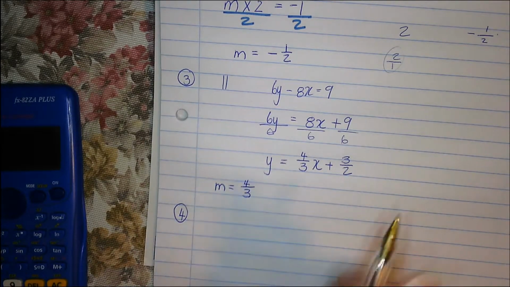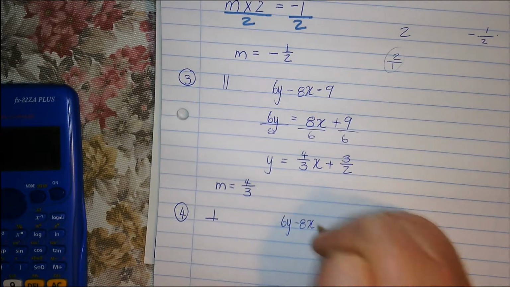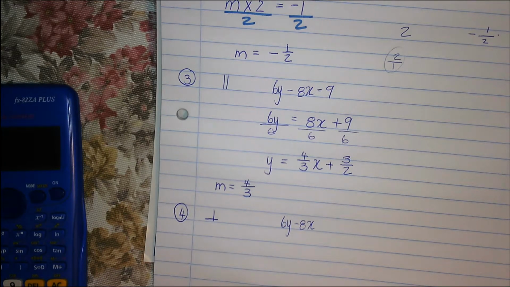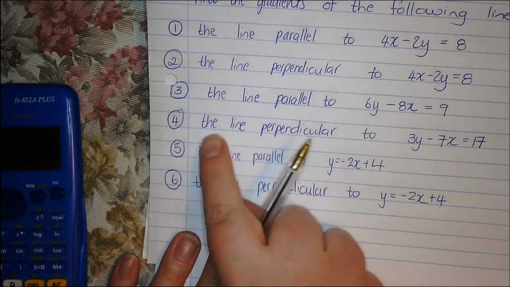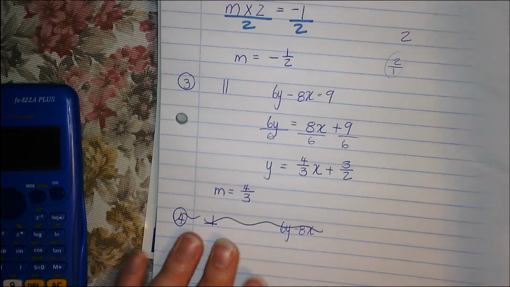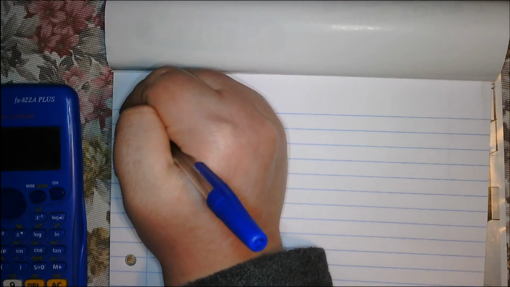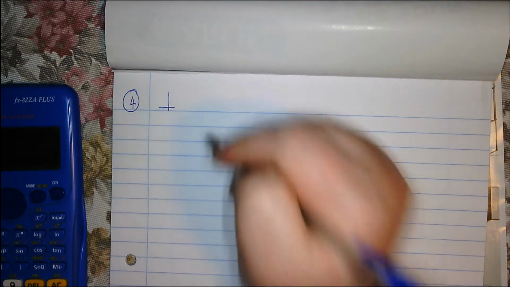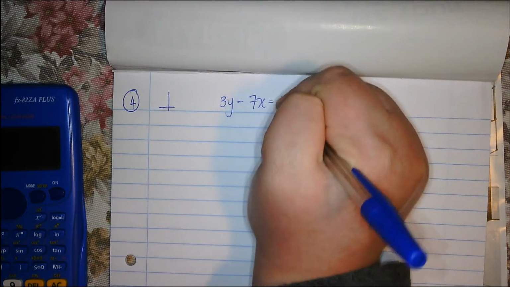Okay. Then for number 4, we want the line that is perpendicular to this same line, 6y minus 8x. No, sorry. It's a different question. It says the line that is perpendicular to 3y minus 7x equal to 17. So let's have a look at that line. So we want the line that is perpendicular to 3y minus 7x equal to 17.